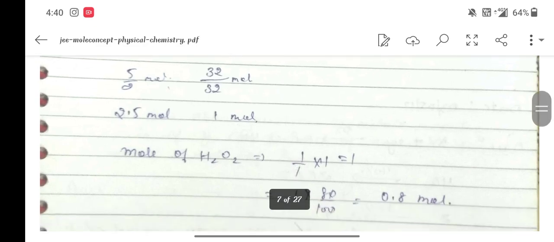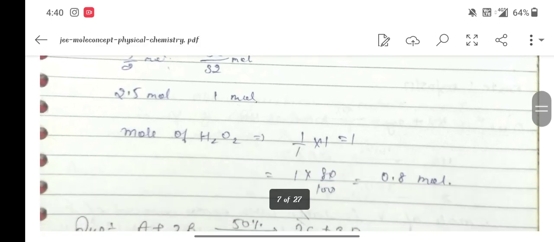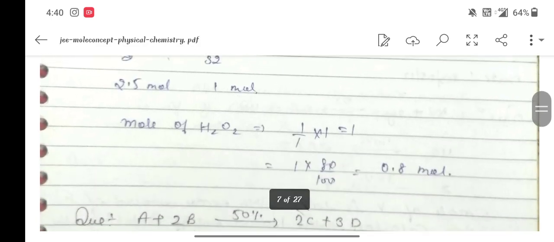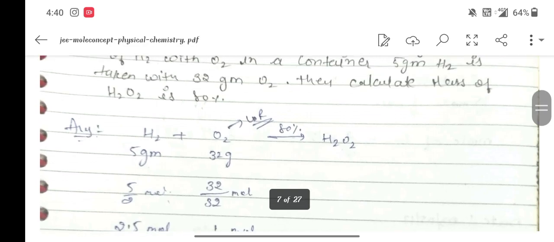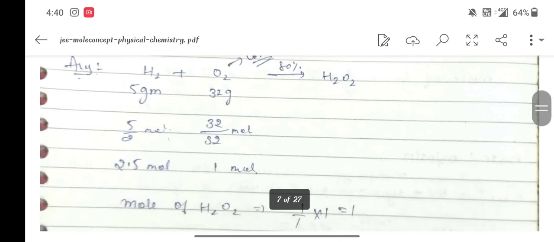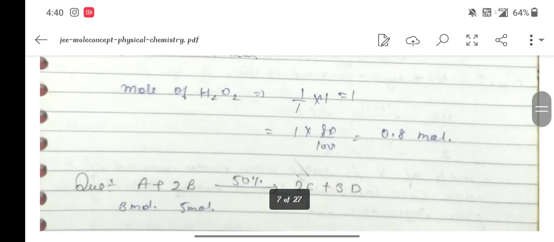So the mole of H2O2 we have to find now. 1 by 1 into 1, that is equal to 1. So 1 into 80, because 80% is given in the question. Calculate the mass of H2O2 at 80%. So 1 into 80 by 100, that is equal to 8 by 10, that is equal to 0.8 mole, is the answer for this.